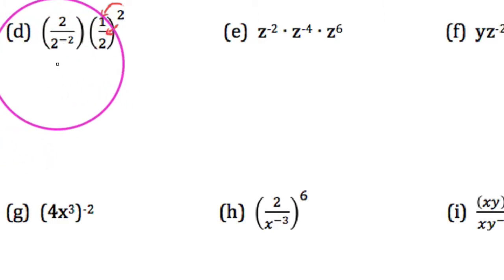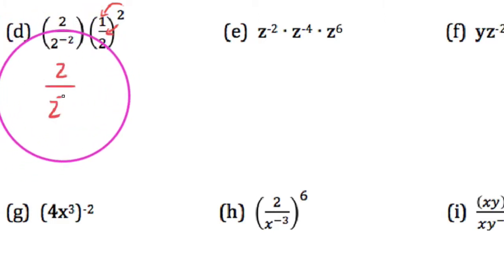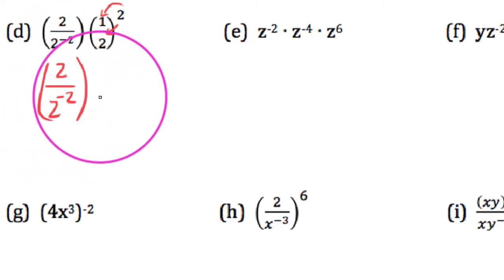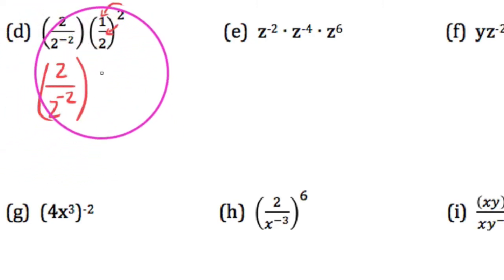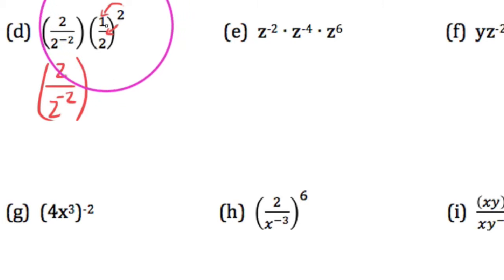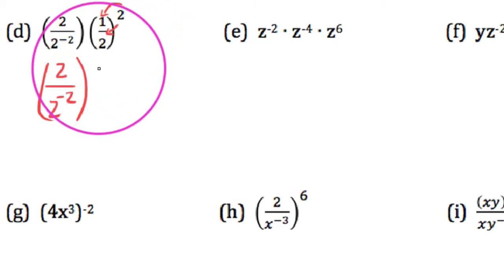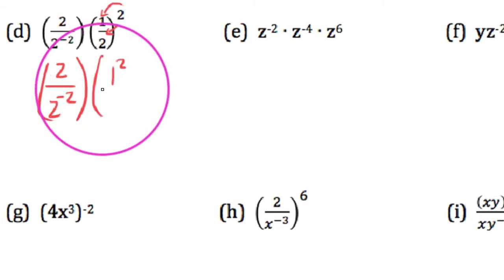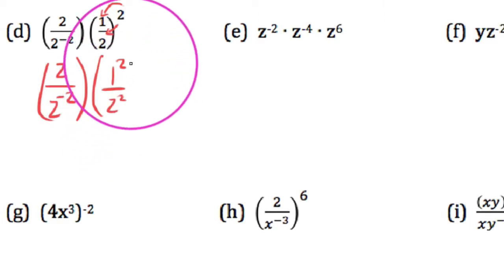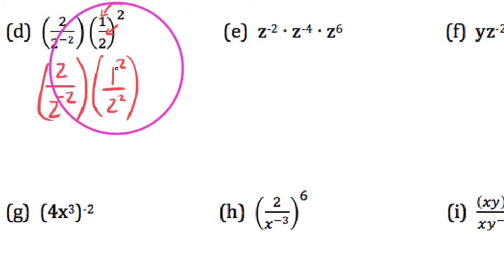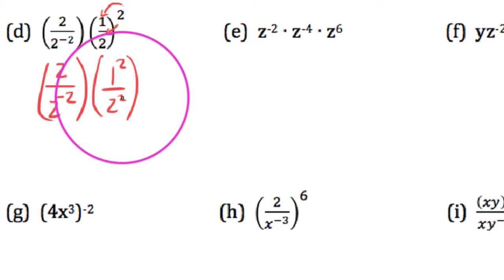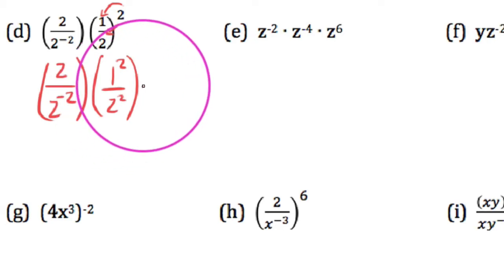So on the left here, we end up with this. We say 2 over 2 to the negative 2. And just know that this is not the only way to handle this problem. It's just one way to do it. And on the right here, we'd say, well, 1 squared on top over 2 squared on bottom. We can just go ahead and send this exponent through everything on top to the second over everything on bottom to the second. And the fact is that we multiply fractions straight across.